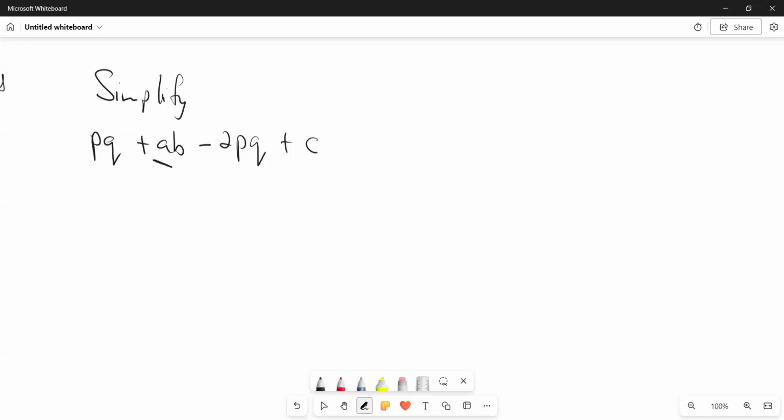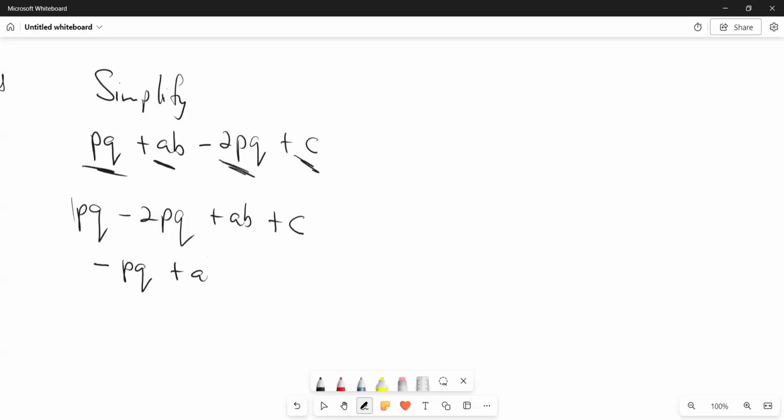You see, there's nothing we can do with the A, B, nor the C, but we seem to be able to do something here. So PQ, you want to put them together? PQ minus 2PQ plus AB plus C. So we can work this out and you get 1PQ minus 2PQ give you minus PQ. No need to write 1, right? Just write minus PQ plus AB plus C.